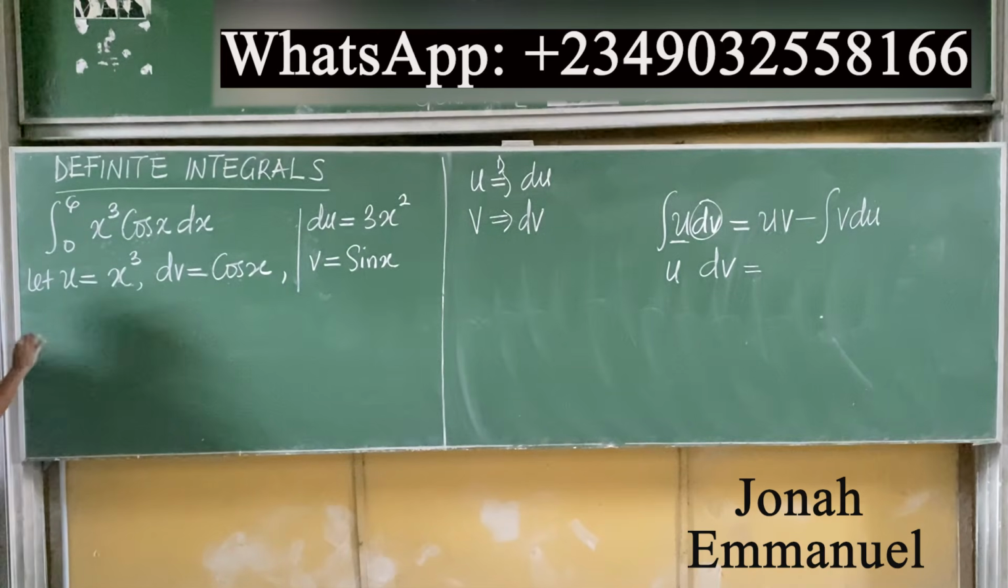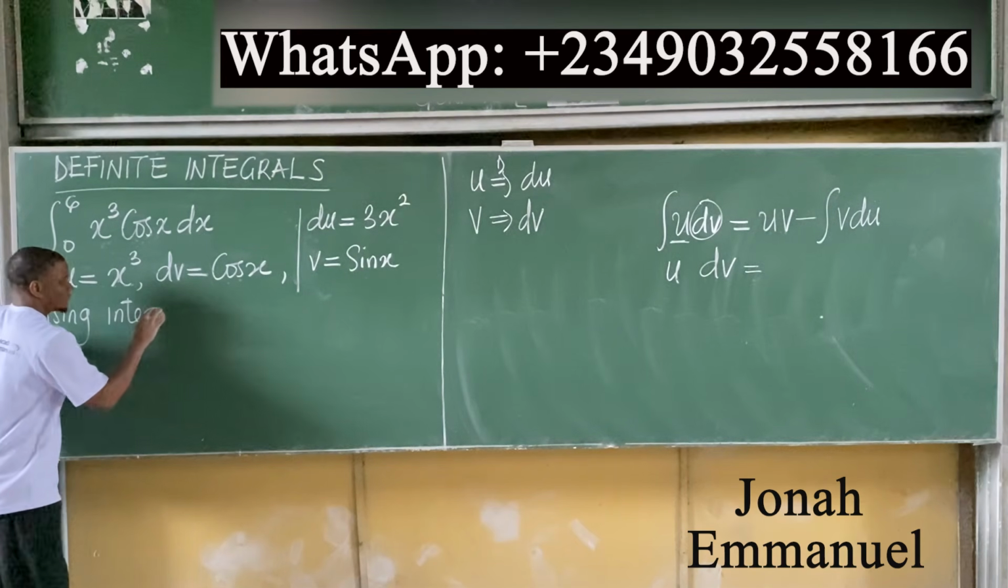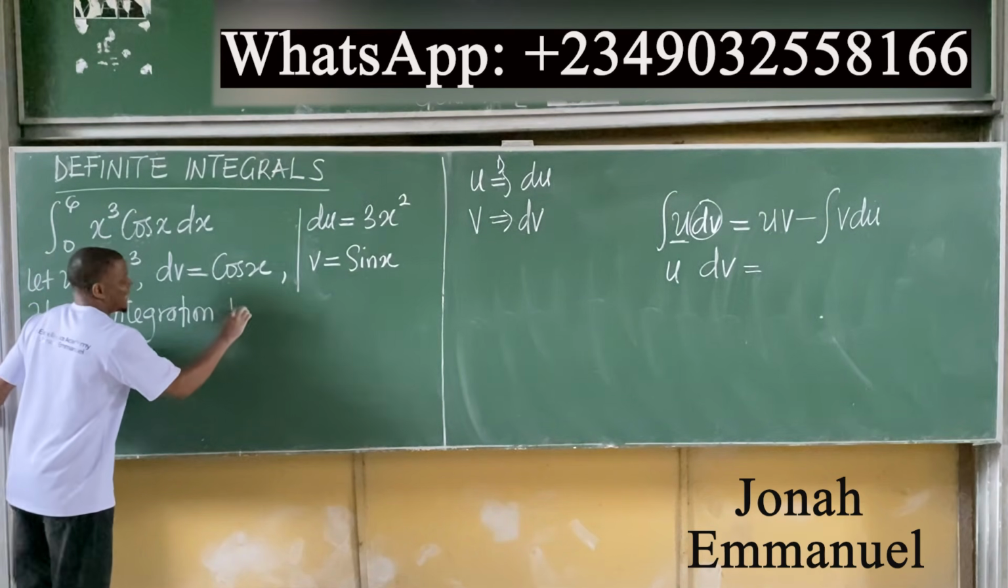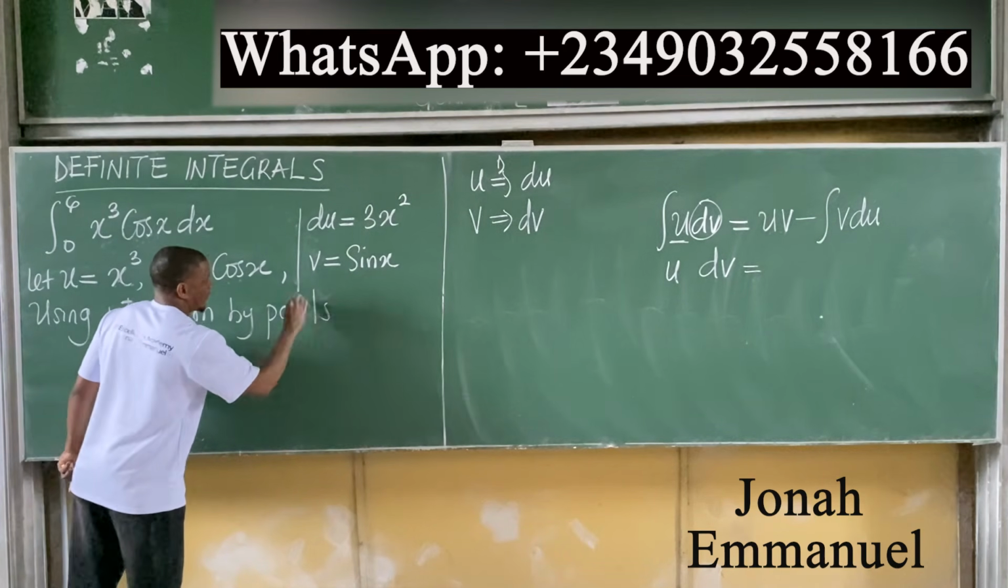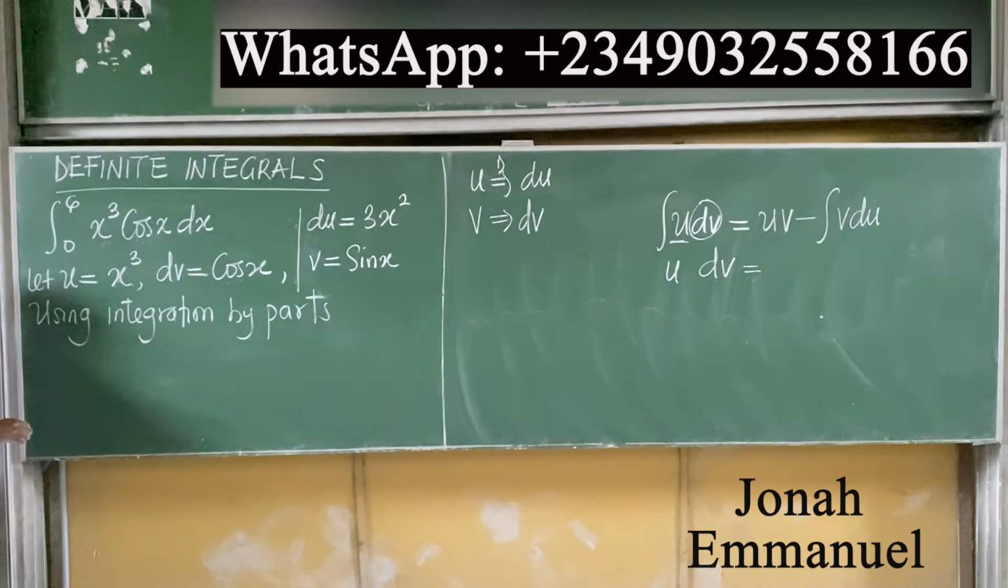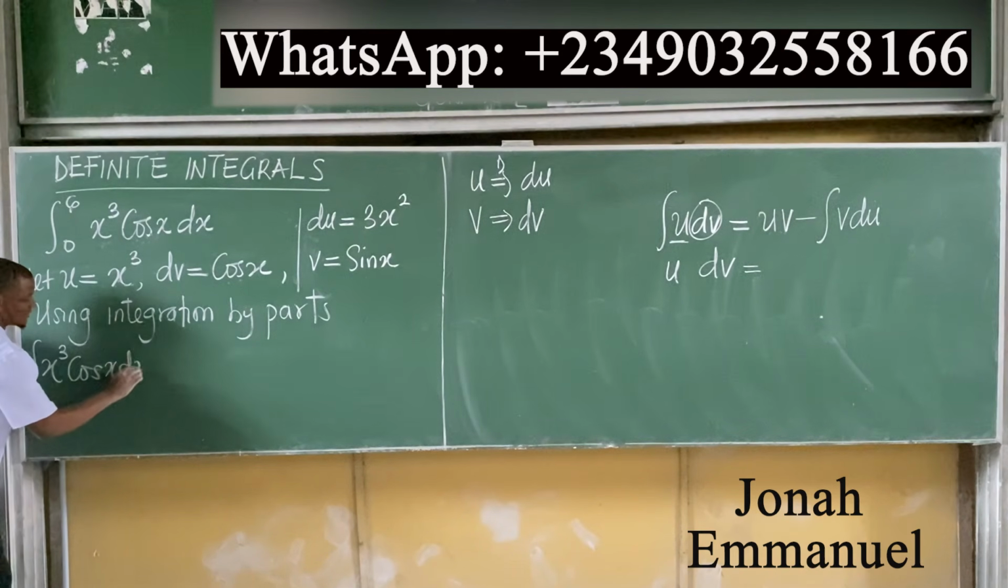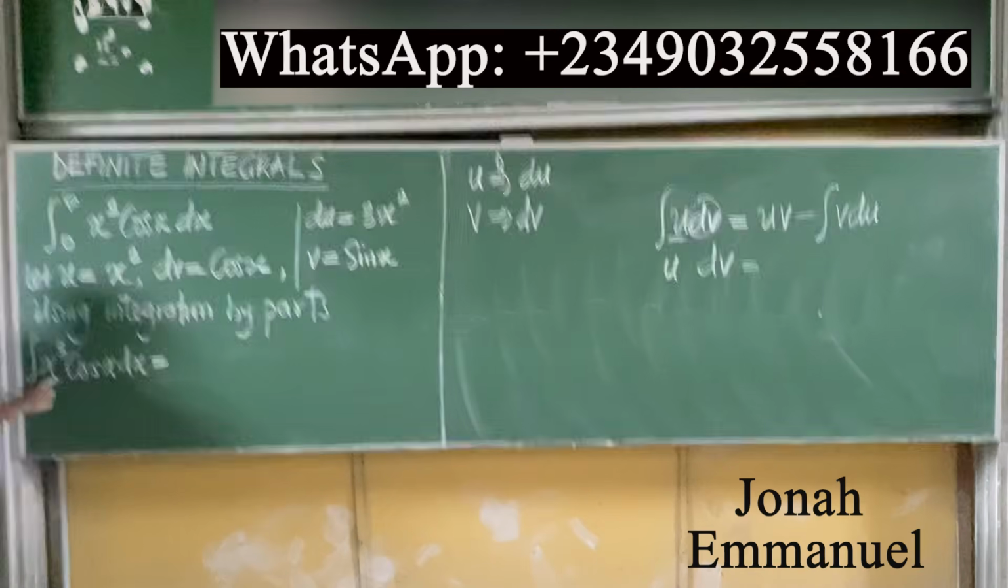Using integration by parts, please watch this. Whenever you're solving definite integrals, it's okay to leave out the limits for now. That means the integral of x cubed cos x dx. Let's just try to get this value. When we get the value, we can bring back the limits.